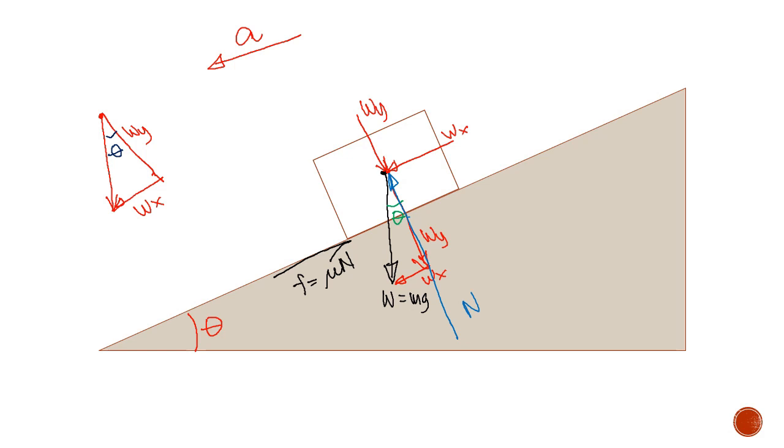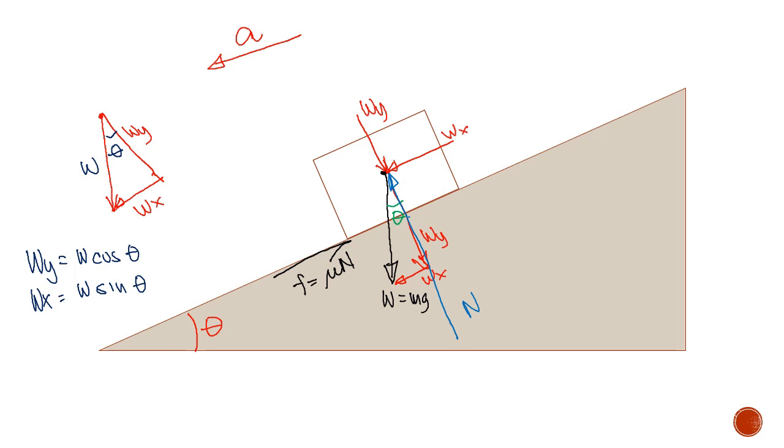Now, what can we say about W sub y? W sub y is actually adjacent to that theta. Okay, W sub y is adjacent to that theta. Therefore, we can say W sub y is equal to W cosine of theta because that's adjacent. And W sub x here, W sub x is opposite that angle theta there. Therefore, W sub x is equal to W sine of theta.